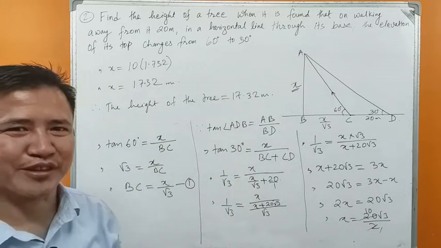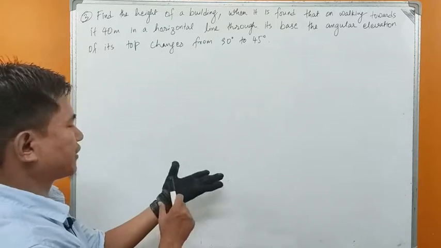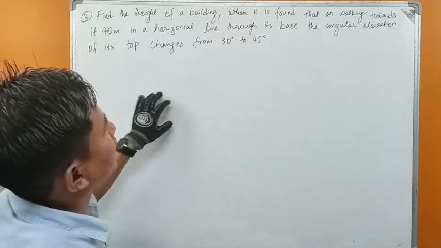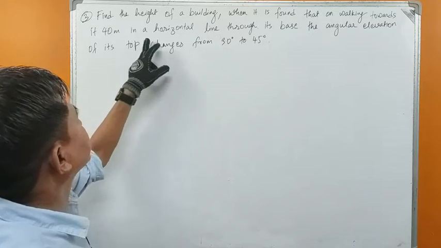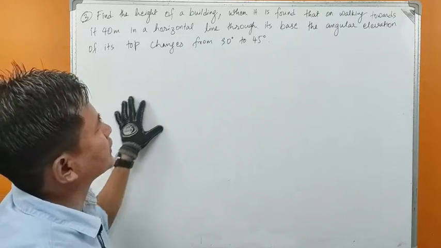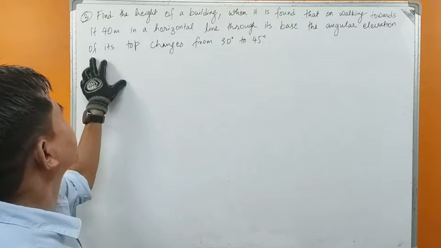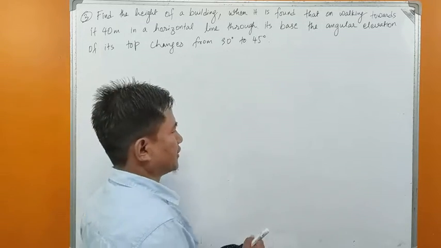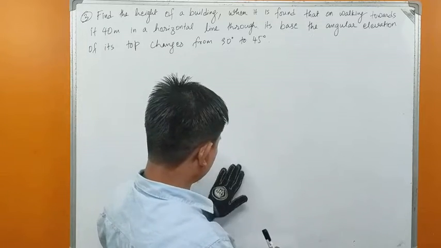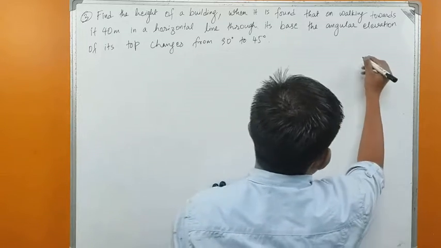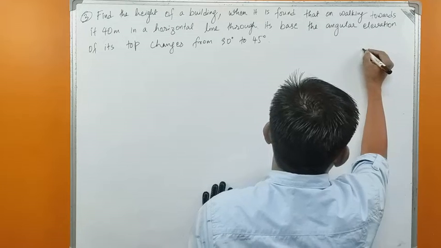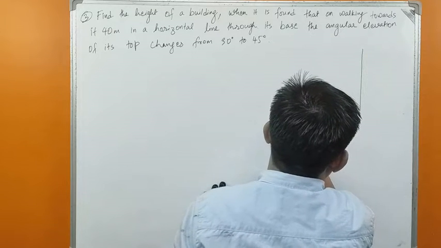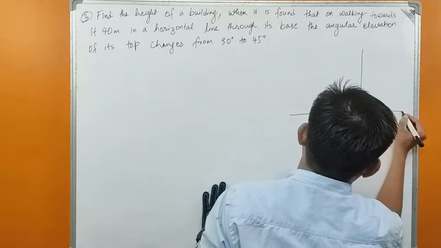Now let us move on to the next question. Question 3 from exercise 22b. Find the height of a building when it is found that on walking towards it 40 meters in a horizontal line through its base, the angular elevation of its top changes from 30 degree to 45 degree. Okay, so let's understand this question by drawing the diagram. So this is a building. Let us suppose this is a building, and this is a horizontal line.